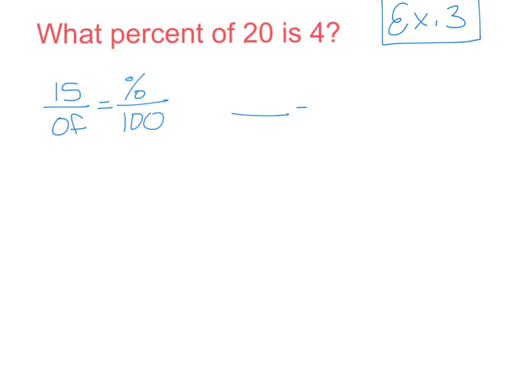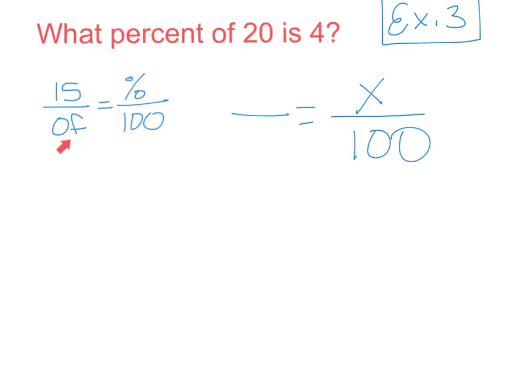So let me set this up. They're asking for a percent, so I know it's going to be out of 100, and I don't know what percent, so that's x. Now let me look at my part or my whole. So I'm looking at the rest of the words, and it says of 20, and then is 4. So I'm going to try and figure out where those go.